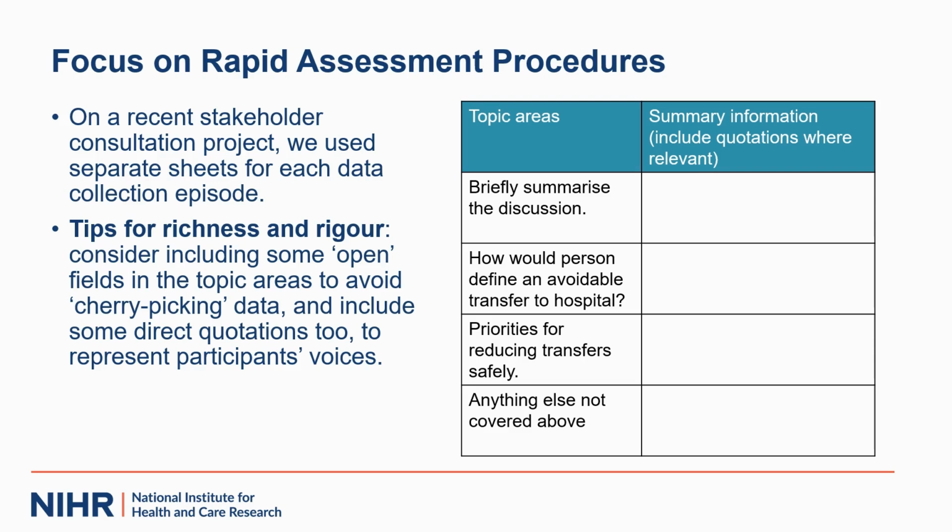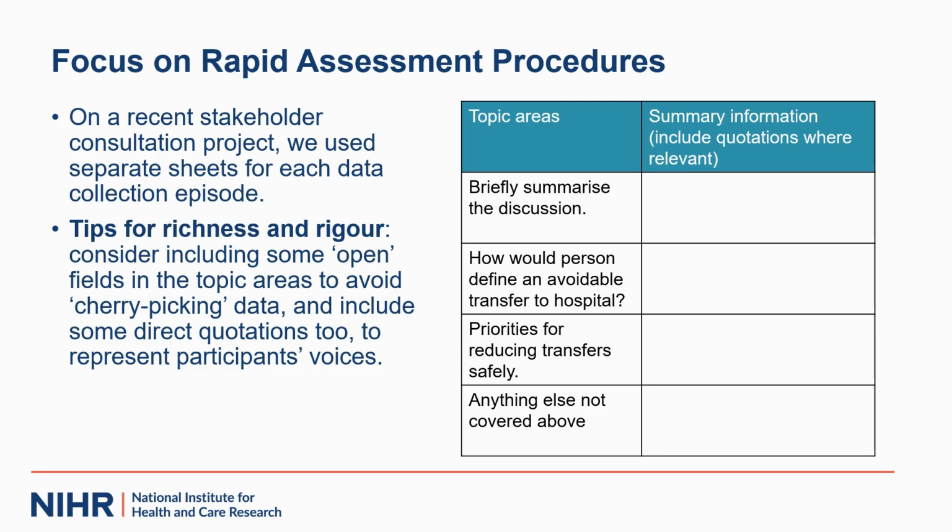We started with separate sheets for each data collection episode. You can see an abbreviated example on the right. The full one has more rows. In the left-hand column of the RAP sheet, we listed different broad topic areas linked back to our project aims, just as in the previous example.